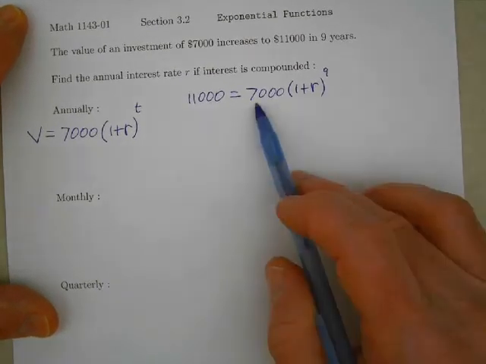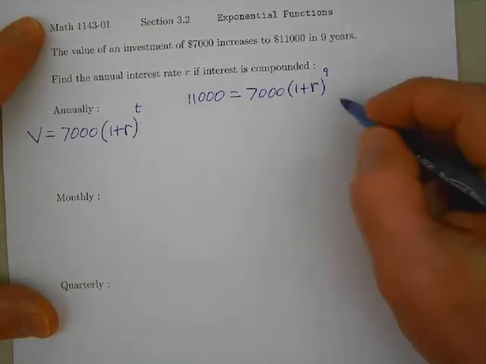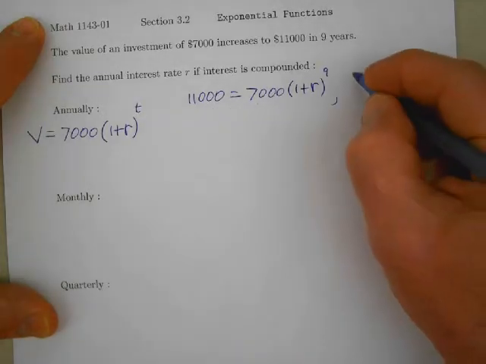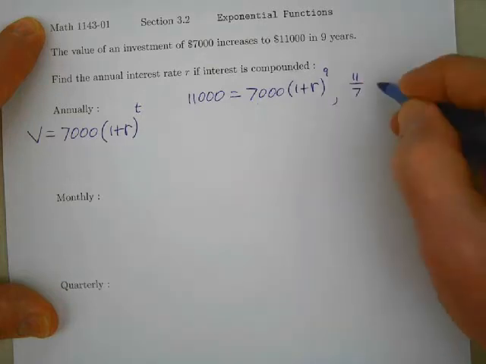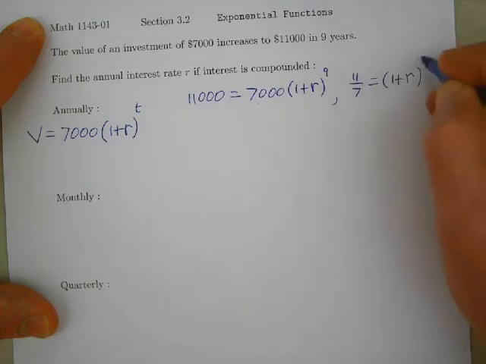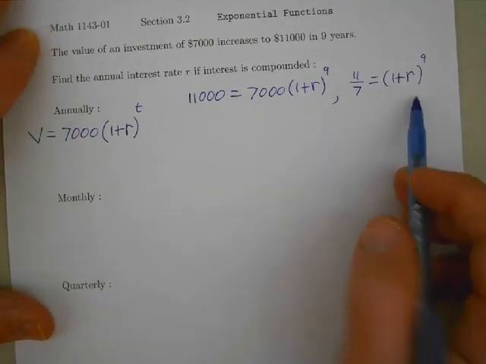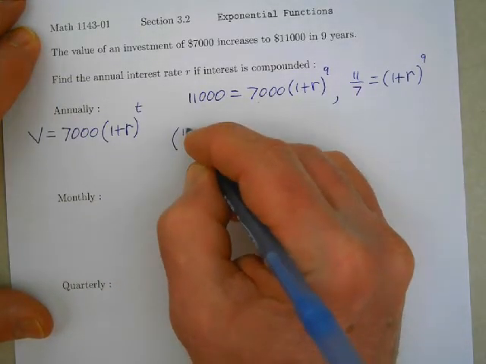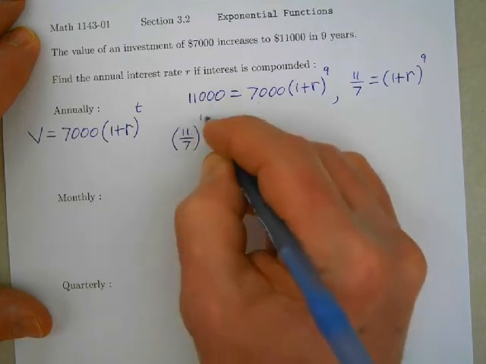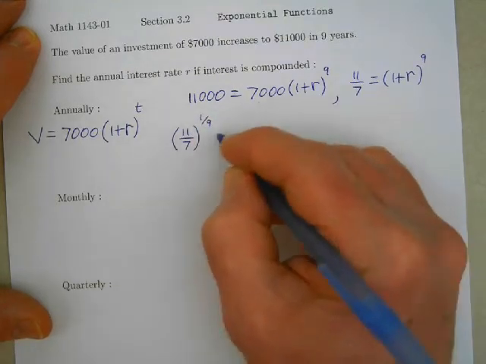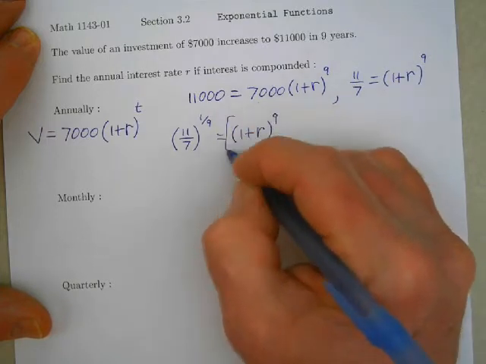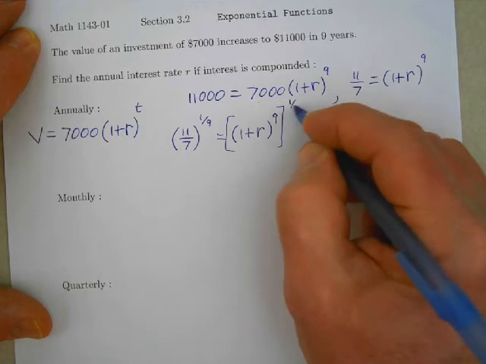First, divide both sides by 7,000. And note that when you divide 11,000 by 7,000, it's just 11 over 7. So 11 over 7 equals (1 plus r) to the 9th. And then if we raise both sides of this equation to the 1/9 power, so the left-hand side we raise to the 1/9, and the right-hand side, (1 plus r) to the 9th, we'll raise this to the 1/9 also.